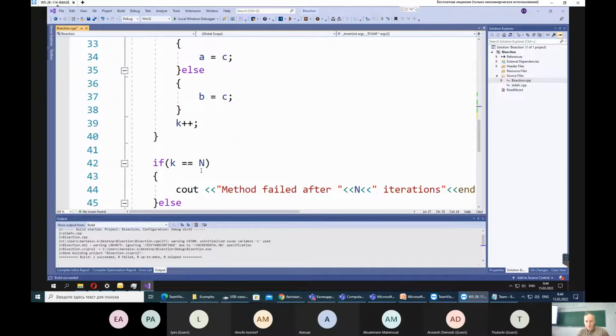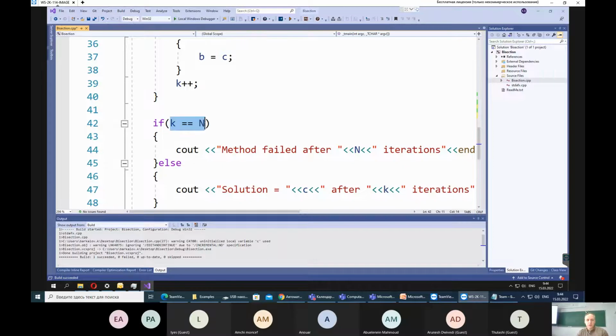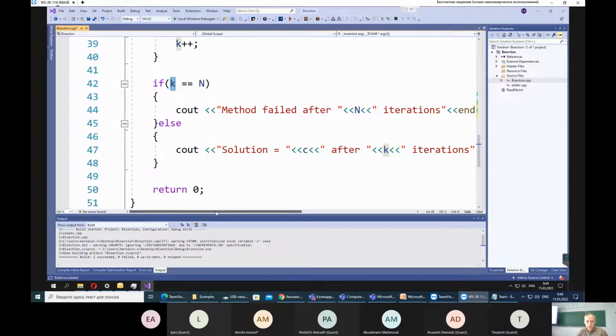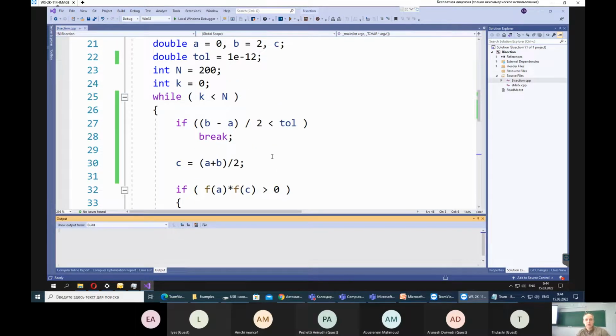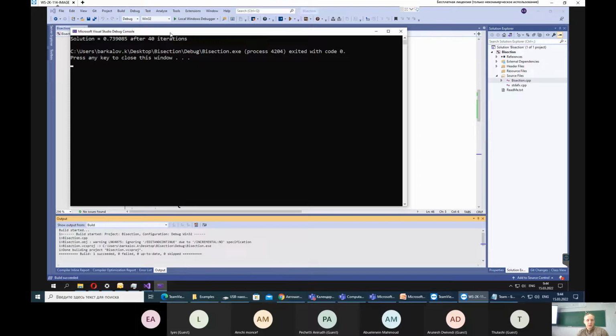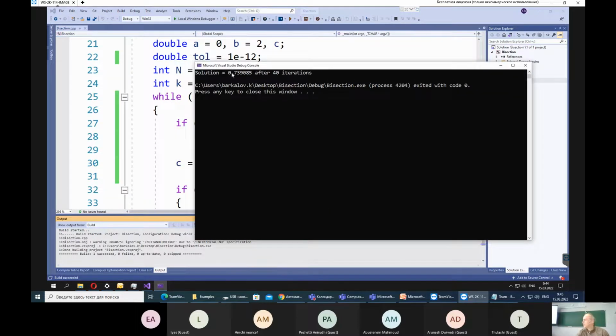And when the method stops, if the counter of the iterations equals the maximum number of iterations, it means that the method failed to solve the problem. And if k is smaller than n, in this case, it means that we solved the problem and we obtained the solution. Let's check. And you see that we find the solution after 40 iterations.